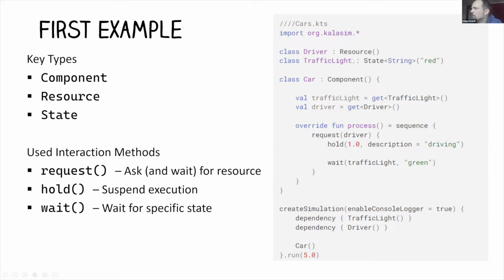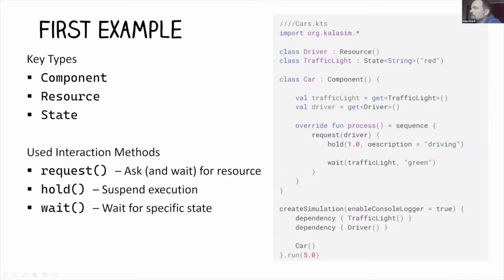Initially, our traffic light, let's look it up here, is initialized with red. So in this small program, it would wait forever at the crossing. But this is just meant to give you an example. What we use here are all three key types. We have the component, which is the car. We have the resource, which is the driver, because the driver could sometimes be unavailable, since the driver is also busy in other parts of the process.